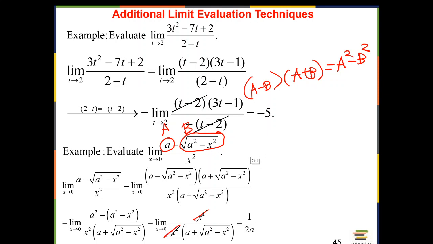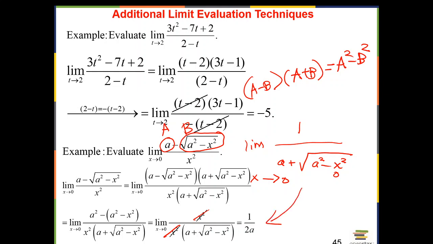So what we end up with is the limit of 1 over a plus the square root of a squared minus x squared when x approaches 0. And if I put a 0 here, I get 1 over a plus the square root of a squared. The square root of a squared is a, because a squared is a positive number. And a plus a is 2a, so we get that. So that's the answer.